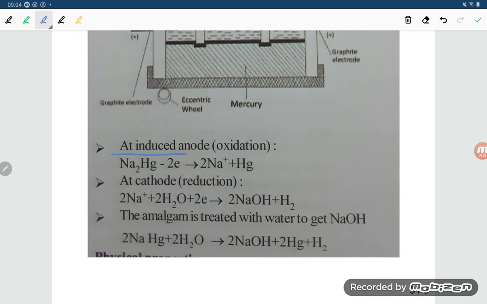At the induced anode, oxidation: NaHg gives Na+ plus Hg plus 2 electrons. At the cathode, Na+ plus H2O plus 2 electrons gives NaOH plus H2. The amalgam is treated with water to get NaOH: 2Na plus Hg plus water gives 2NaOH plus Hg plus water. This is our required product, students.